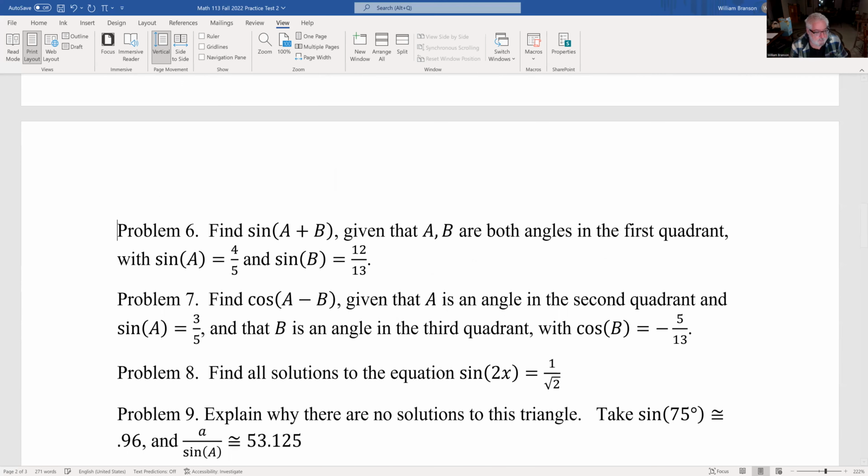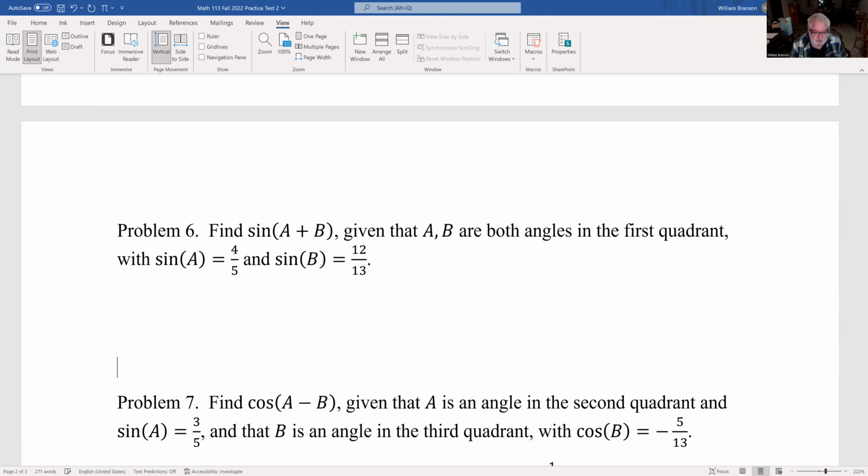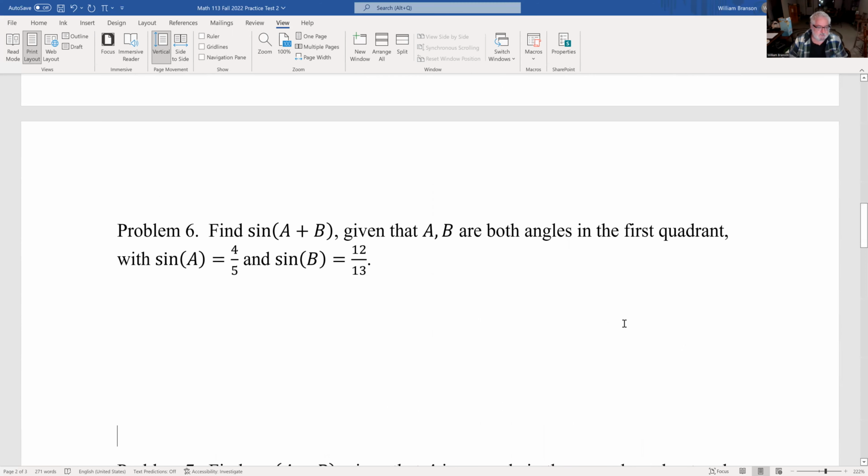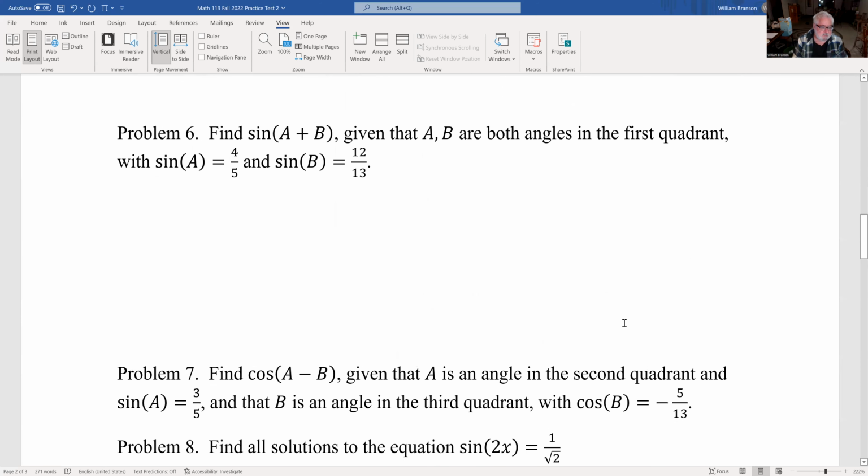So let's see. Oh, didn't want to go that far. What is sine of a plus b, given that a and b are both angles in the first quadrant, and sine of a is this and sine of b is that? Well, we can rewrite this using the formula we just wrote down.